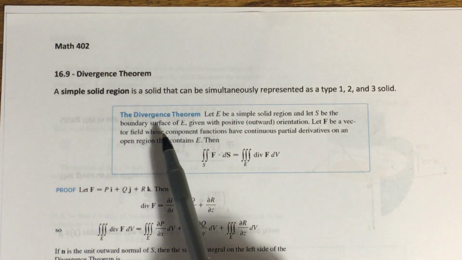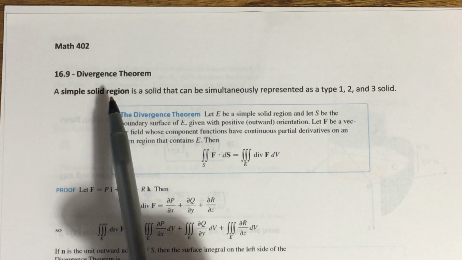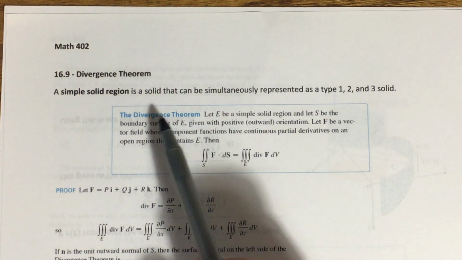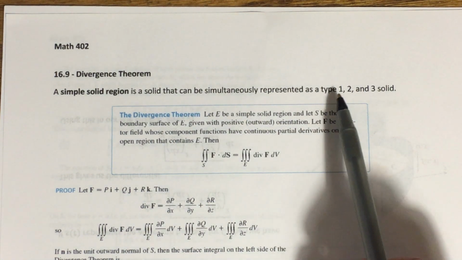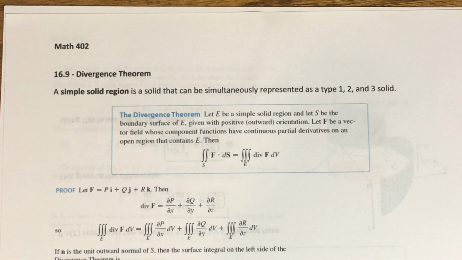First of all, when we're talking about the divergence theorem, we're going to use the term simple solid region, kind of similar to when we proved Green's theorem. In fact, the proof of the divergence theorem is going to feel a lot like the proof of Green's theorem. We need to be working with solids that can be represented simultaneously as type 1, 2, or 3 solids. If you remember back in 15.6 where we talked about triple integrals, we talked about what type 1, 2, and 3 solids were. Compare that to our proof of Green's theorem, where we were initially proving a special case of simple regions that are both type 1 and type 2 at the same time.